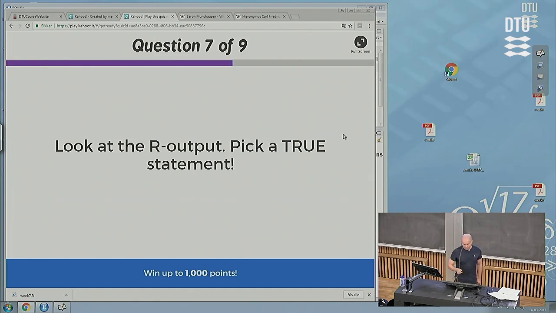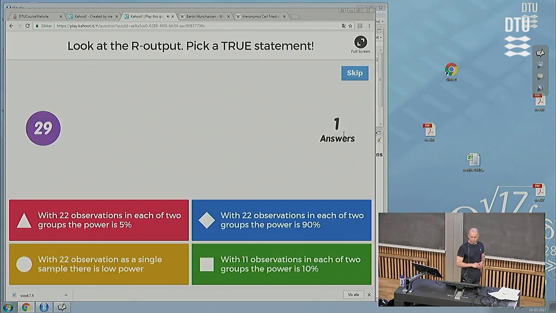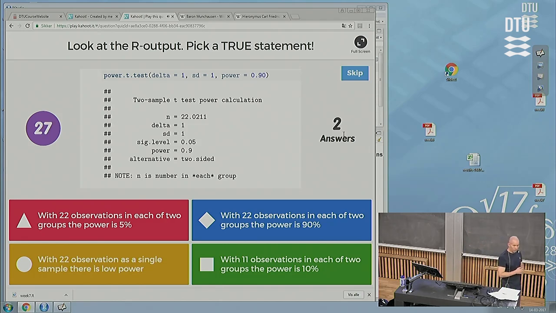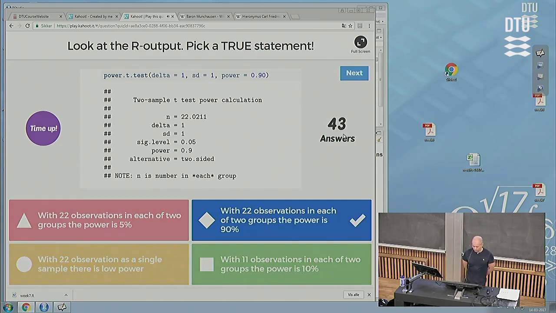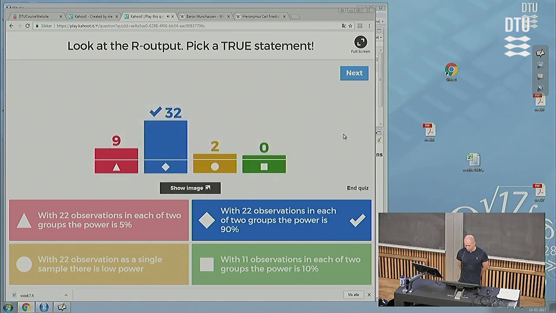Question 7 of 9. Oh, there it is. Recap question. Good. That's okay.